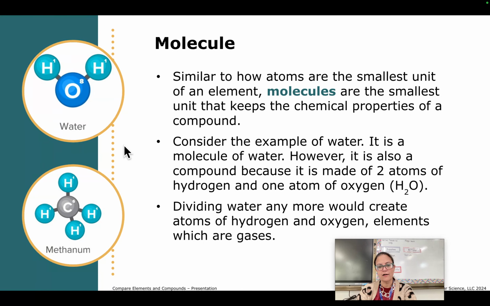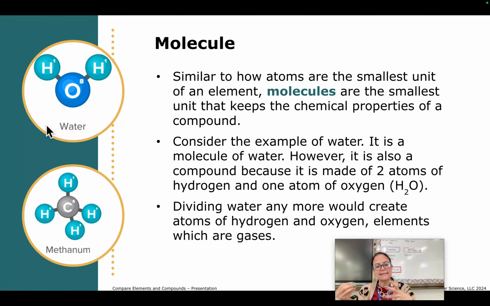However, it's also a compound because it is made of 2 atoms of hydrogen and 1 atom of oxygen. So this is a molecule because it is one part of water that's all together, but it's also a compound because it has 2 different types of elements. Dividing water any more would create atoms of hydrogen and oxygen, elements which are gases. Just like an atom of gold cannot be broken down any more and still be gold, because then you just have a proton, a neutron and an electron, you cannot break down this water any more because you won't have water anymore. You'll just have hydrogen and oxygen.